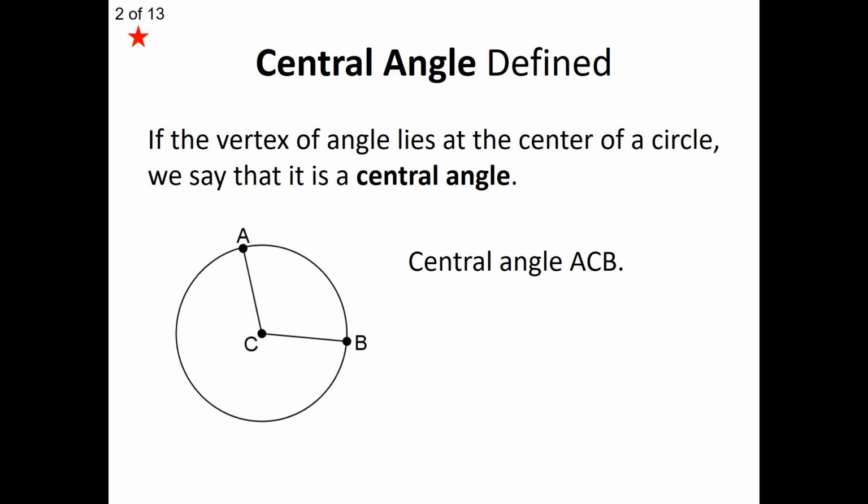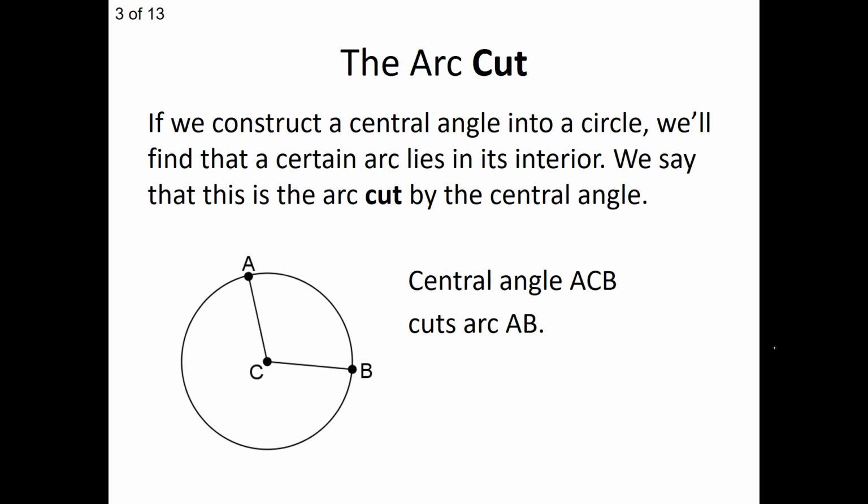In our diagram below, we have angle ACB, which is defined to be a central angle because C is the center of the circle and the two radii AC and BC form that angle, which means we have our central angle. Now, this central angle is actually related to an arc. So let's take a look at our diagram below. We're going to use this phrase "cuts."